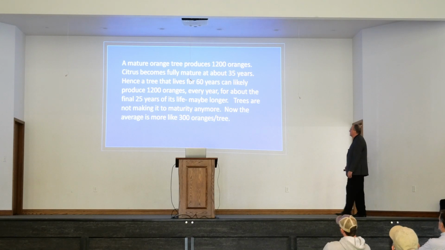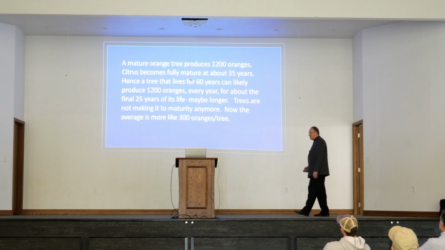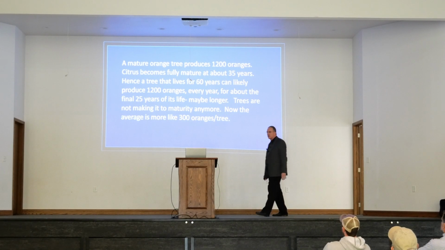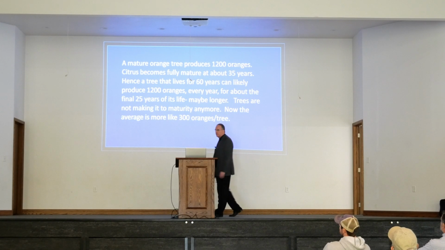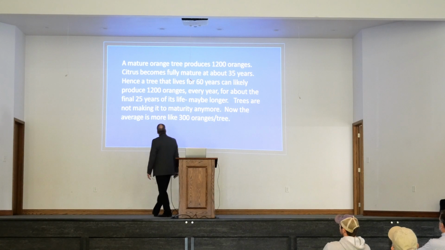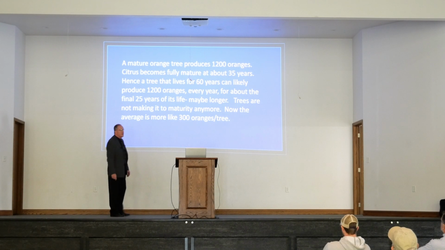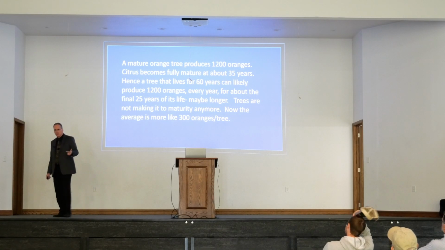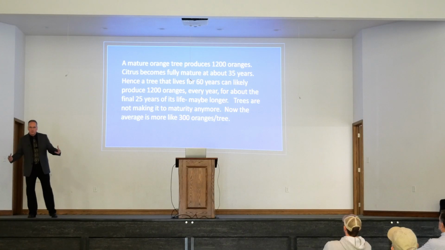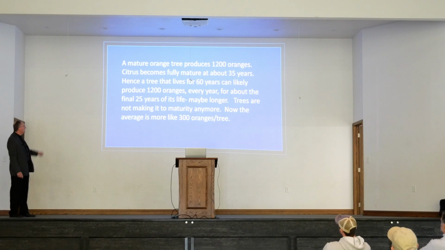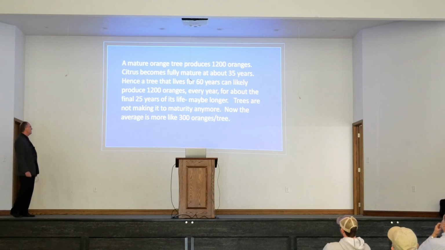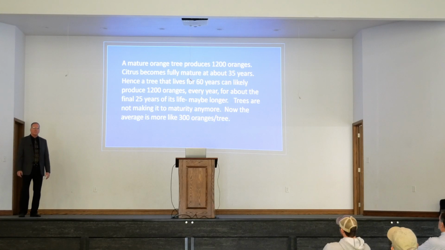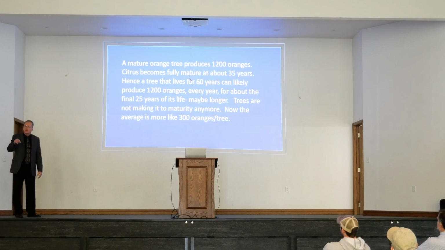A mature orange tree produces 1,200 oranges. A mature tree is usually in the range of 900 to 1,200 oranges per tree. Citrus becomes fully mature at about 35 years. That means you're not hitting 1,200 until about 35 years of age. That's how long it takes them to get to full maturity. But once they reach 35 years, and if they're going to last 60 years, and they're producing 1,200 oranges each every single year for the final 25 years of its life, maybe longer, that is profit.